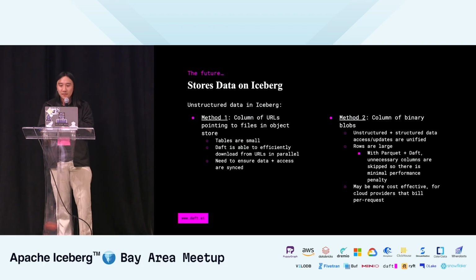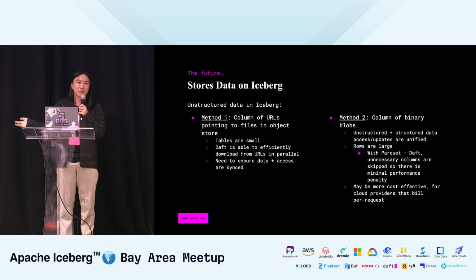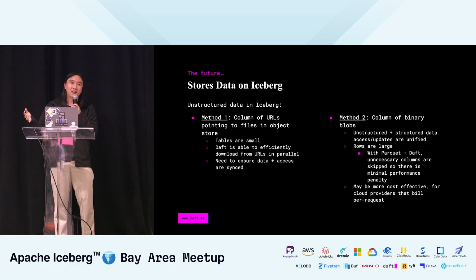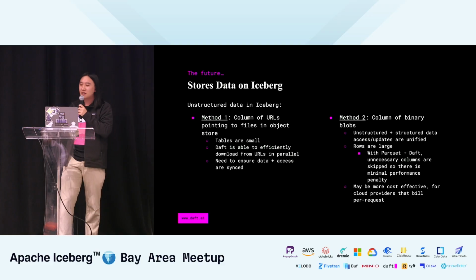So method 2 is just to store data in columns of binary blobs. And this may seem kind of crazy, but it allows for certain benefits. The first one is that your unstructured and structured data access and updates are all unified. If you're updating a row, you know that your unstructured column is also there. Your rows are relatively large, and that sometimes does lead to issues.